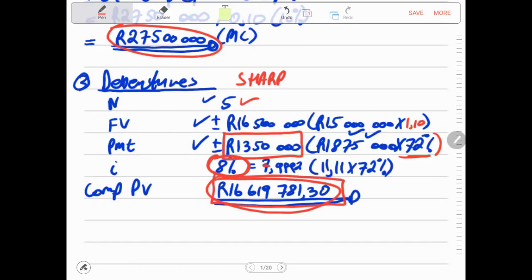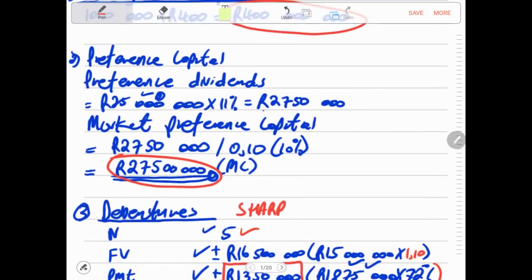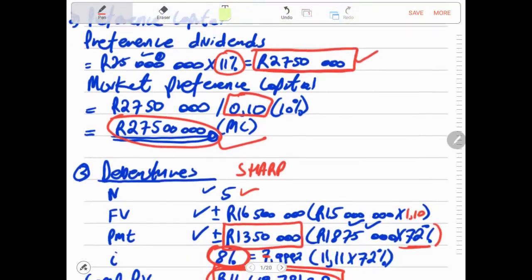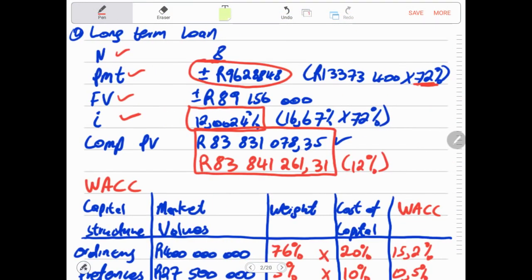But for the preference, it's very easy for this one. You just calculate your preference dividends according to the company, which was based at 11%. Then you take that one, you divide it by the rate of the preference shares according to the market, so that you get the capital according to the market. If dividends of 27.50 were paid, then that becomes your market values of your financial instruments. Yeah, it was just a bit of a summary.